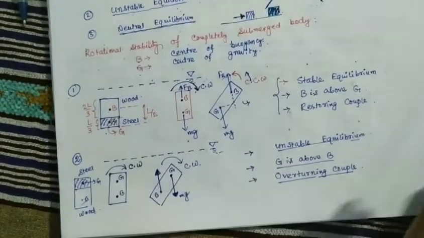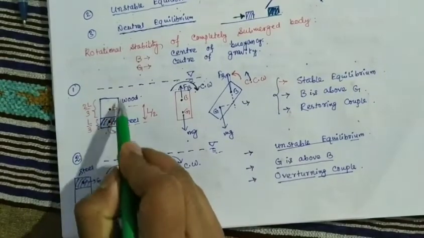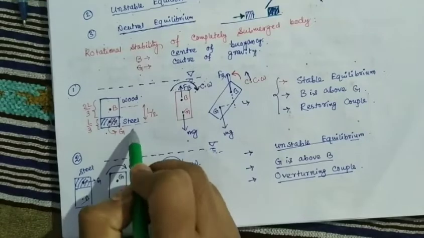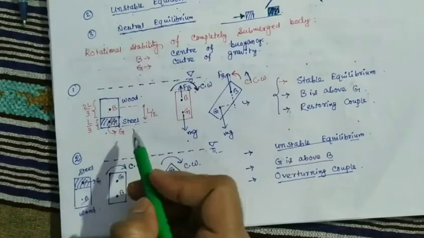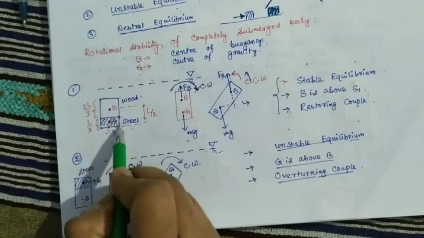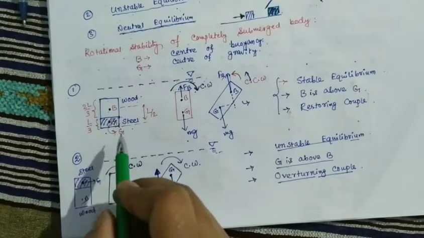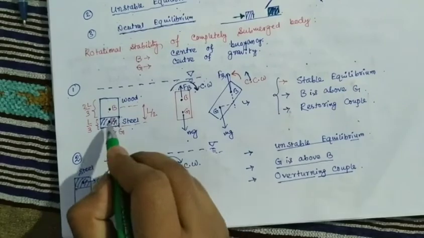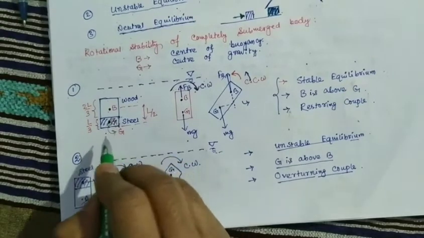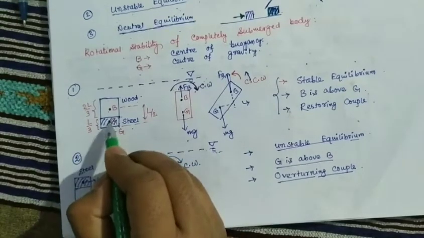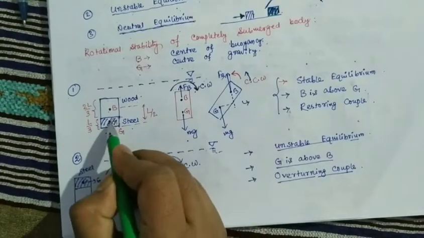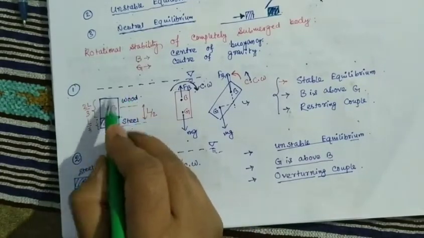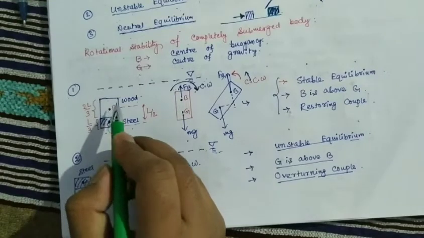Suppose I am taking a body. It is a rectangular body whose upper part is made of wood and lower part is made of steel. As steel is on the lower side, definitely the center of gravity will be on the lower side, because the center of gravity will exist on the heavy side. The rectangular body is completely submerged in fluid.